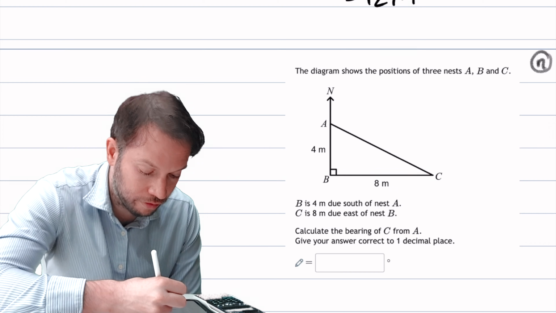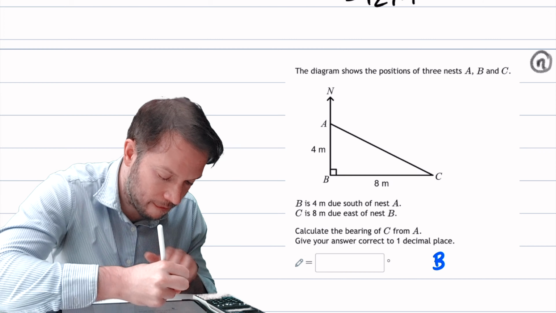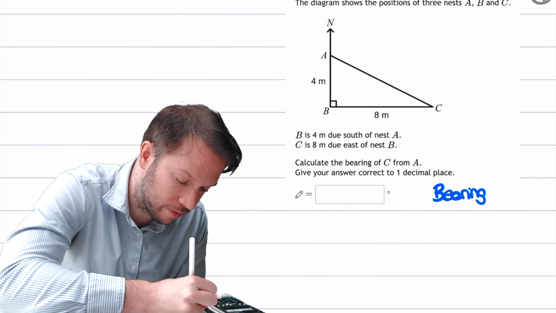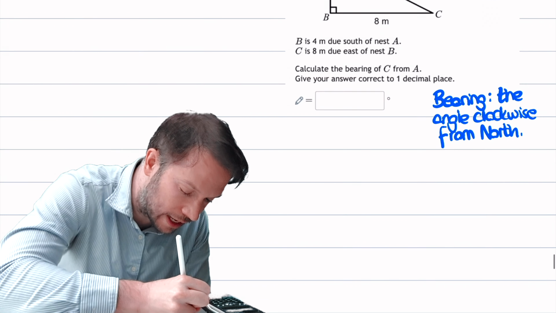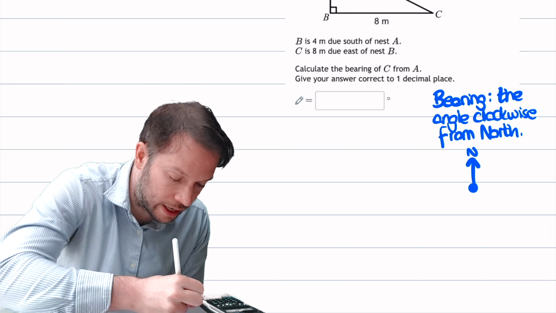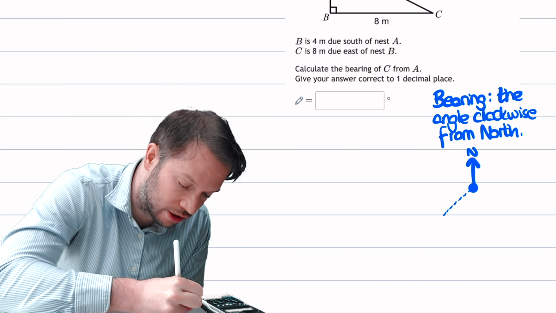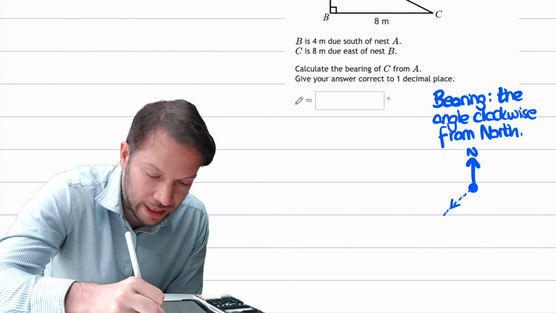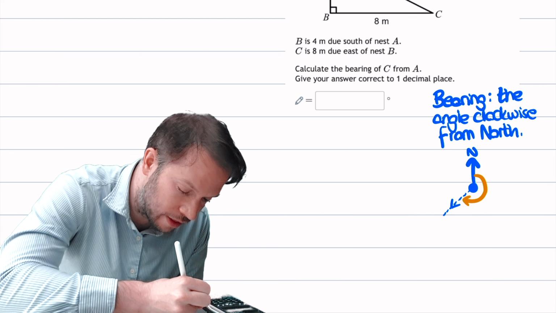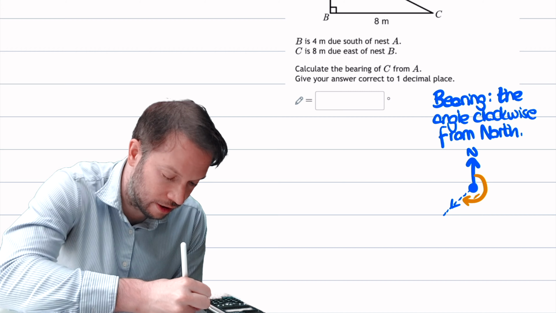Now what's meant by a bearing? A bearing is the angle clockwise from north. What I mean by that is if you had this north arrow here, you're facing north, and now you're facing in a different direction like this, it's the angle that you're rotating clockwise like this. So this would be the bearing, this angle here.